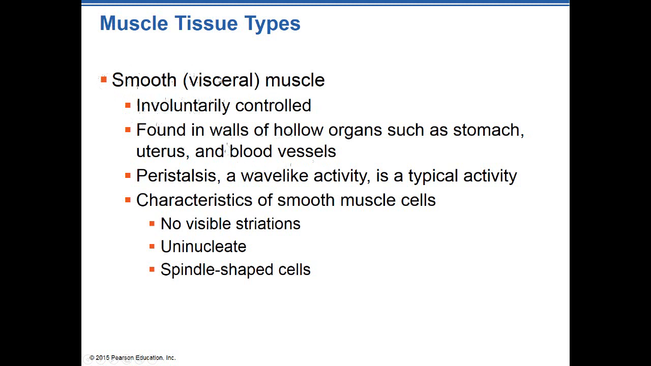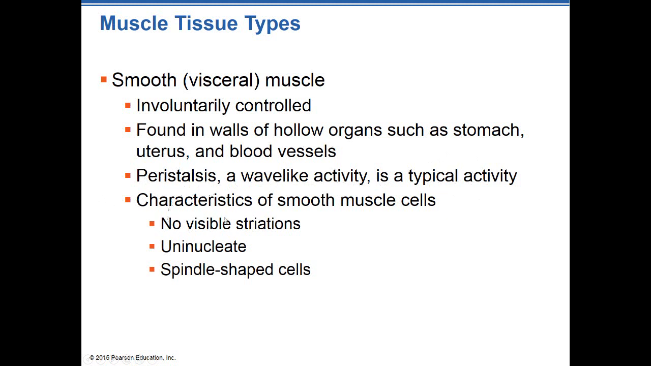When smooth muscle contracts, if it does it in a rhythmic way, kind of like if you're trying to squeeze water out of a t-shirt, from one end of the organ to the other, then we call that peristalsis. It's kind of like a wave of contraction that moves down a hollow organ. And that's a very typical way that smooth muscle will contract.